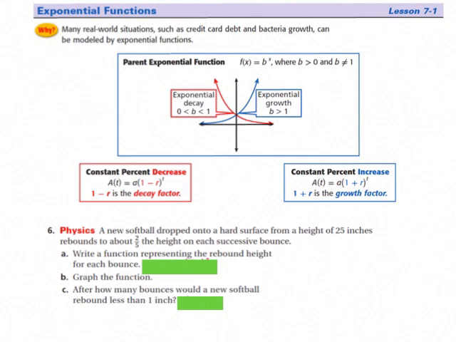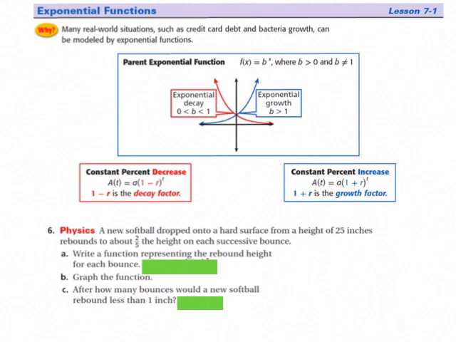So this problem says a new softball dropped onto a hard surface from a height of 25 inches rebounds to about 2/5 of the height of each successive bounce. Write a function representing the rebound height for each bounce.